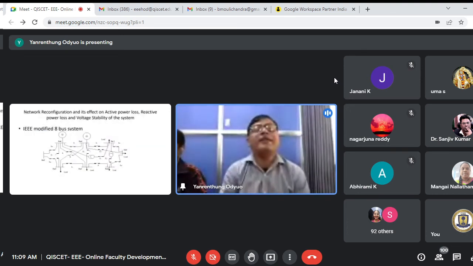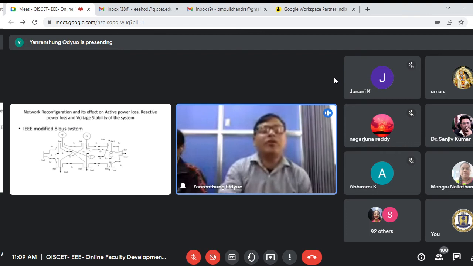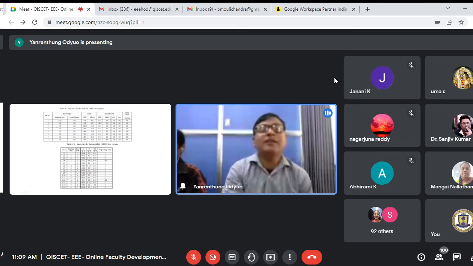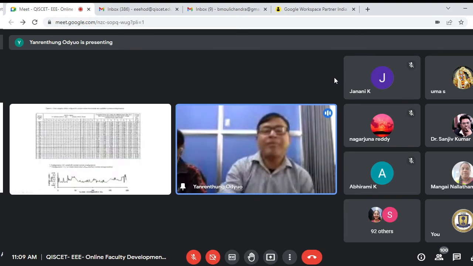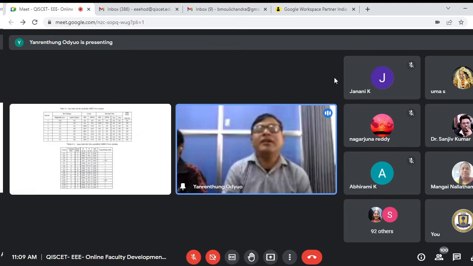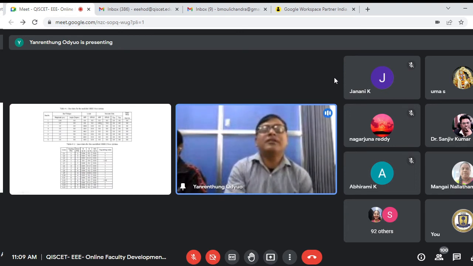So here, as I explained, in an 8 bus network we are changing the different configurations by means of the status of the sectionalizing switches, by opening and closing them. This is an 8 bus network. You see the nominal voltage is given in per unit as well as the angle, and loads are there. We did some simulation using MATLAB, and this is the bus data.